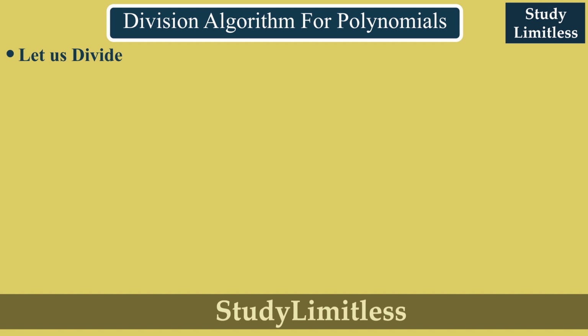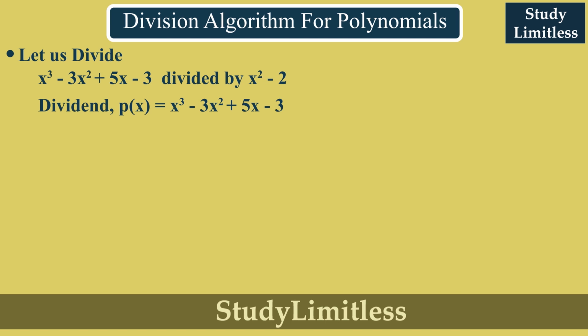Let us divide x cube minus 3x square plus 5x minus 3 by x square minus 2 and verify the division algorithm. The dividend will be p(x) is equal to x cube minus 3x square plus 5x minus 3 and the divisor will be g(x) is equal to x square minus 2. We have a dividend and divisor. Now let us divide and understand.